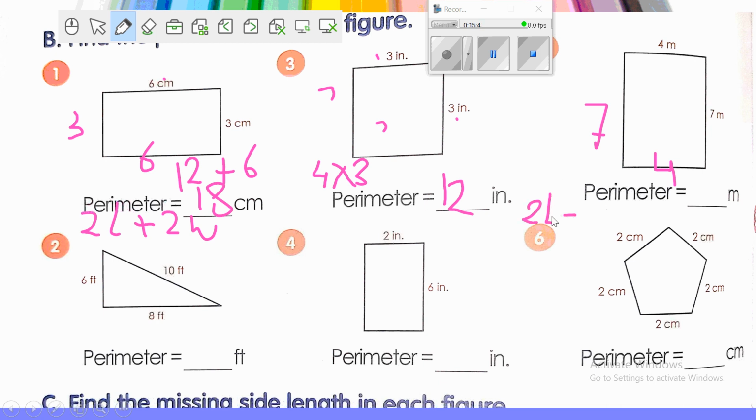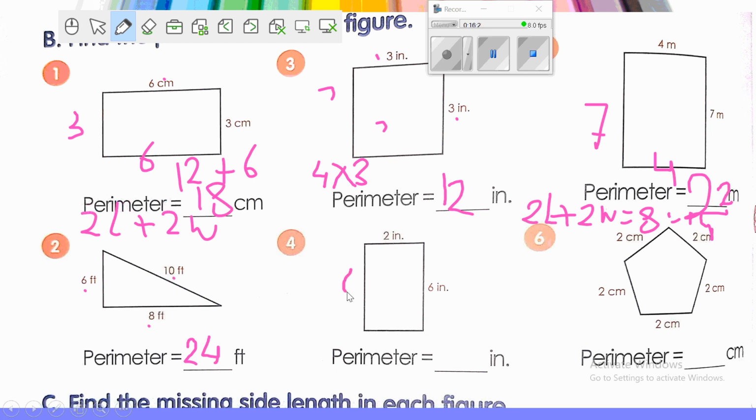So I told you double L plus double W. It will be 8 plus 14. Yes. It will be 22 meter. Sorry for the writing because I can't write well. Now here it's just adding 6 and 10. It will be 16. 16 and 8, it will be 24. Excellent. So I'm adding the sides.